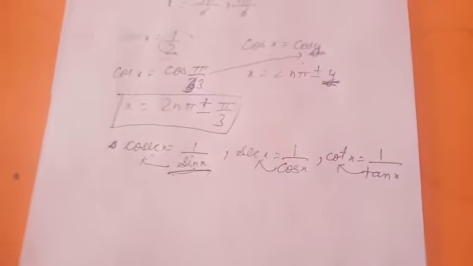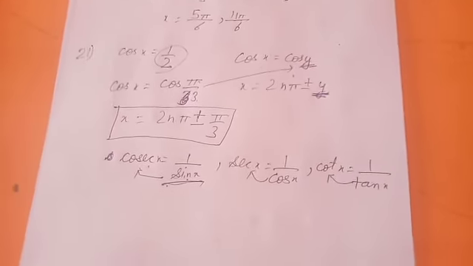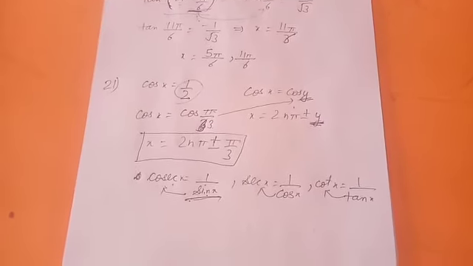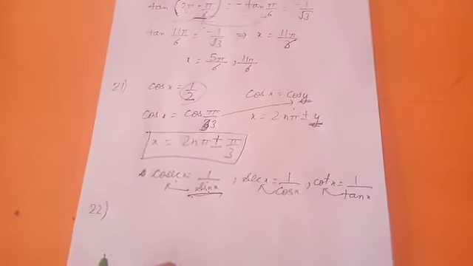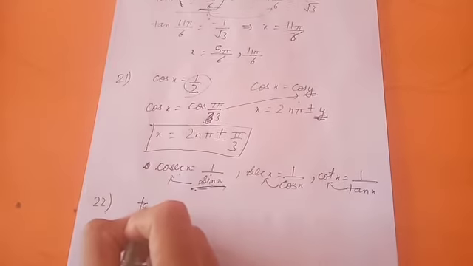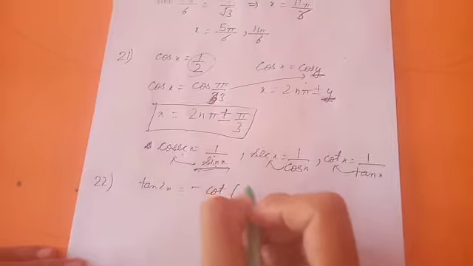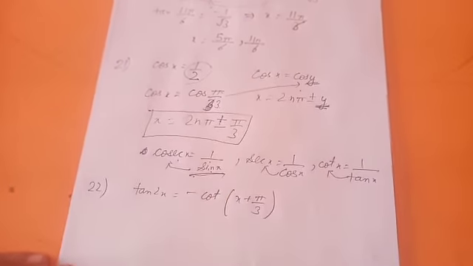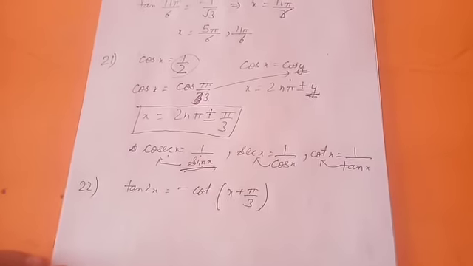Okay, now see, example number 22: tan 2x is equal to minus cot(x + pi/3). We have to solve it, which means we have to find the value of x.